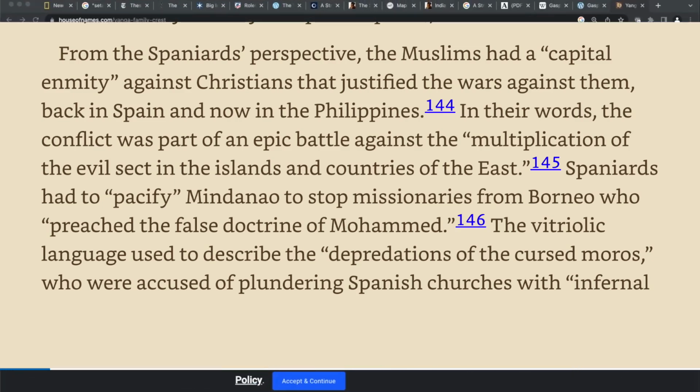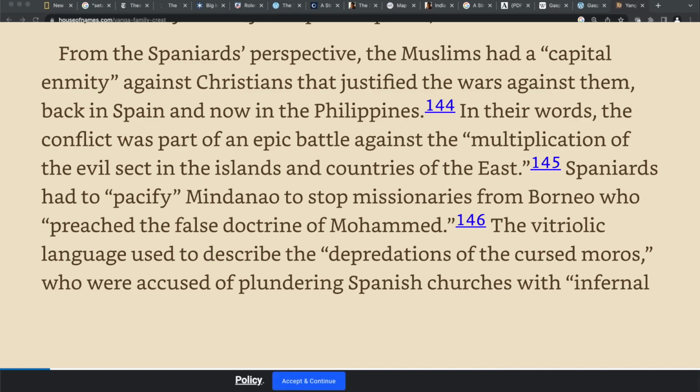From the Spaniards' perspective, the Muslims had a capital enmity against Christians that justified the wars against them, back in Spain and now in the Philippines. In their words, that conflict was part of an epic battle against the multiplication of the evil sect in the islands and countries of the East. Spaniards had to pacify Mindanao to stop missionaries from Borneo who preached the false doctrine of Muhammad. Oh, all right, and we've shown a lot of pictures of Mindanao today.